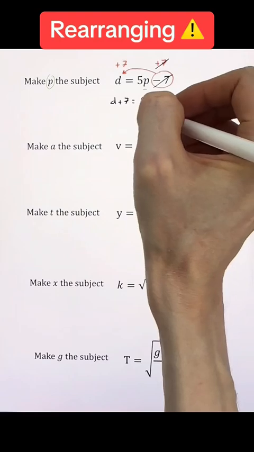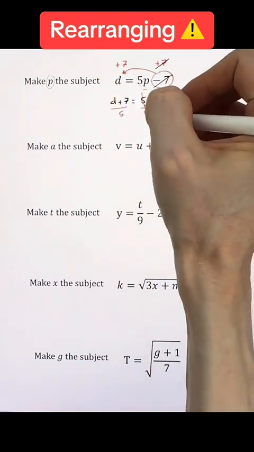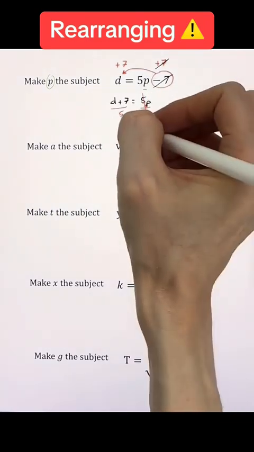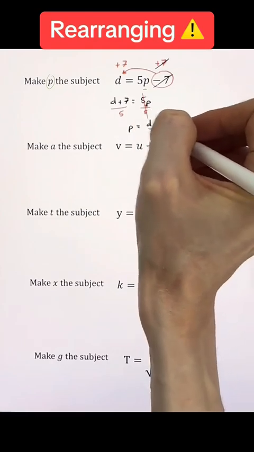The opposite of times by 5 is to divide both sides of my equation by 5. On the right-hand side, 5 over 5 will cancel, leaving us with P. That's exactly what I wanted. I want P the subject. And on my other side, therefore, I've got D plus 7 over 5.